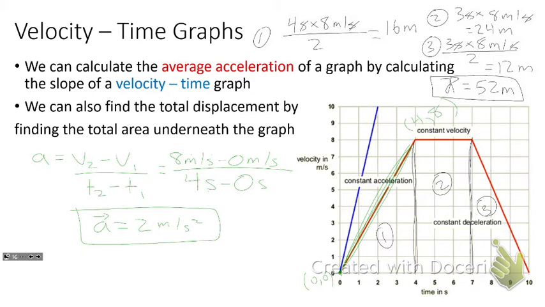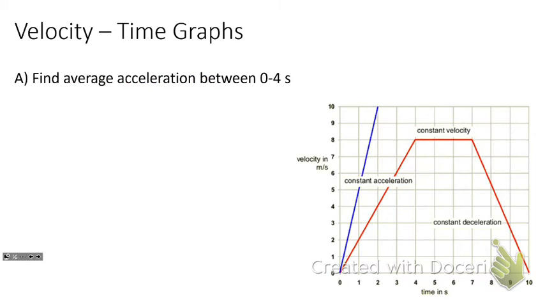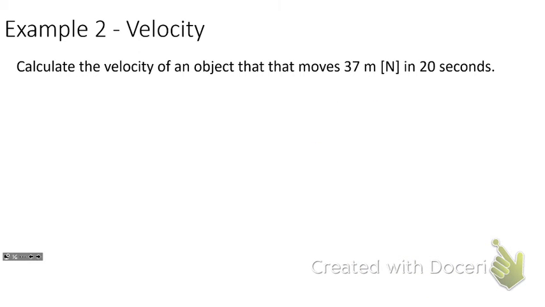I saw a few of you trying to calculate the displacement using a formula. It's just going to be a little bit more difficult to do it that way. So if you're asked to find total displacement on a graphing question, just find the area underneath the graph. Probably the easiest. We just did this. Good. Okay, so example 2 is velocity. Remember that velocity is a change in displacement over a change in time.